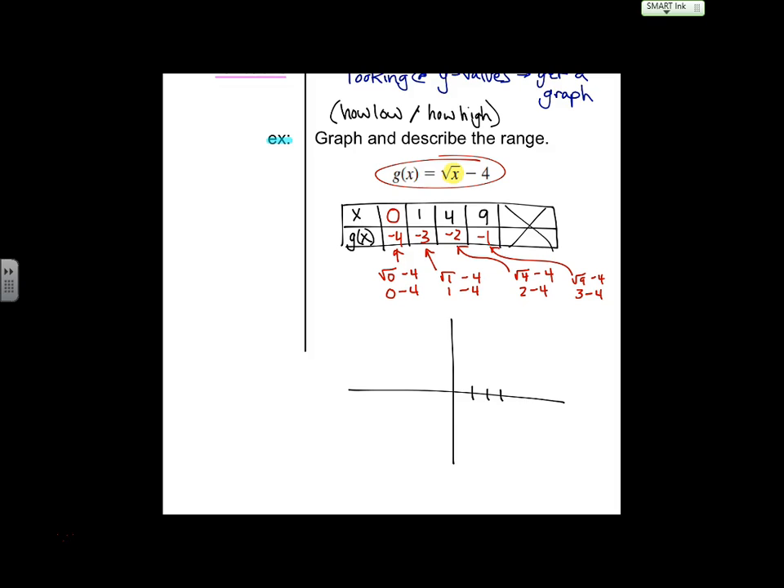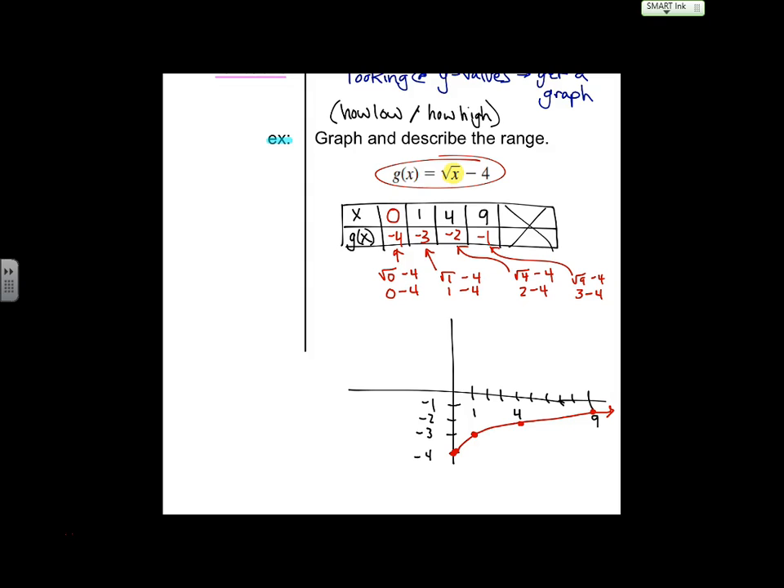I have all the way to 9. So I have 9, I have 4, and I have 1, and 0. We're going to graph our 0, -4, our 1, -3, our 4, -2, and our 9, -1. Do you guys see the square root function?